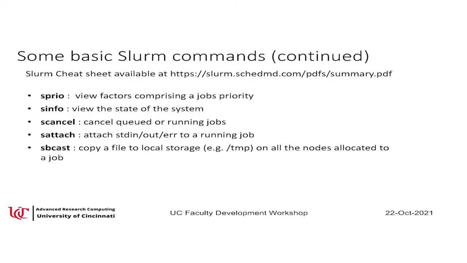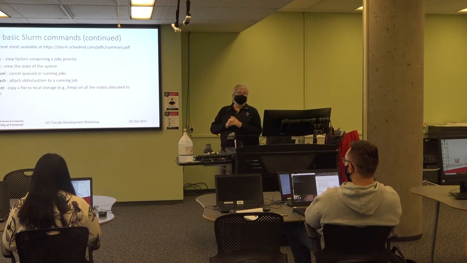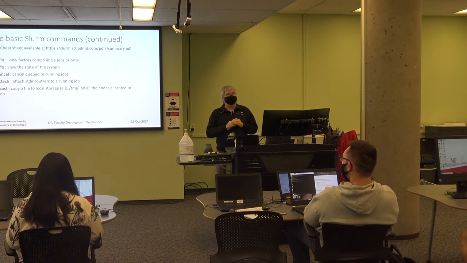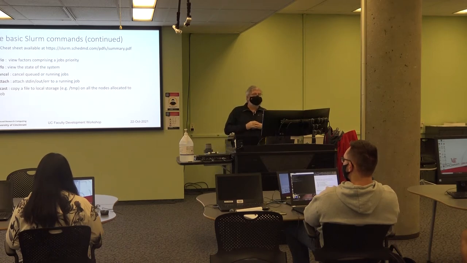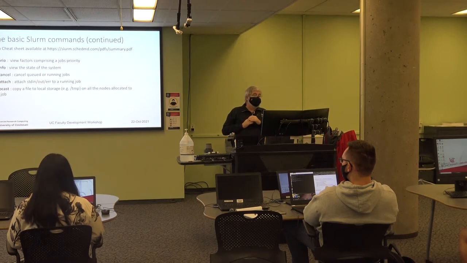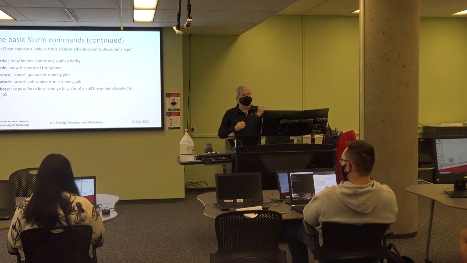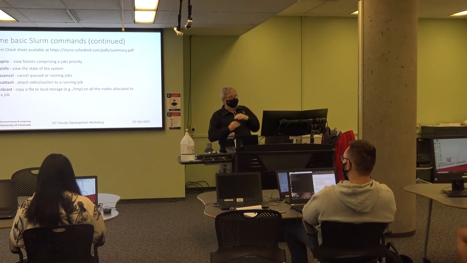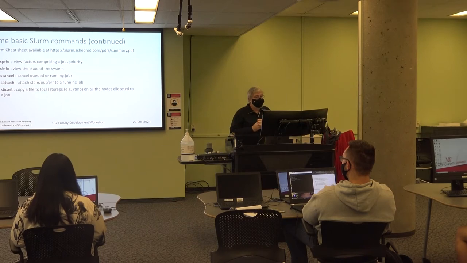When I was talking about the fair share scheduling, you have sprio, what's your job priority. This is the command you're going to use. It's like, well, I've been sitting in the queue for 3 hours. Why hasn't my job started running? sinfo gives you an overview of the whole system, how many nodes are in use, what's available. scancel, I submitted a job and like, oh, I've got new information, I want to change the input file, I don't want to run the data I had. So this is how you can cancel a job once you've already submitted.